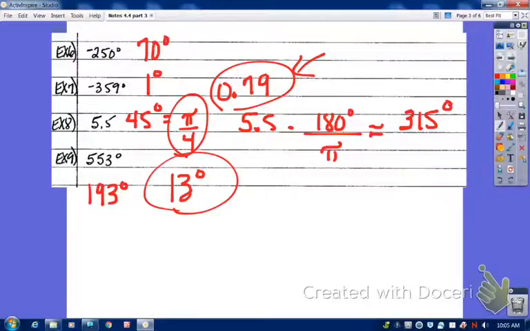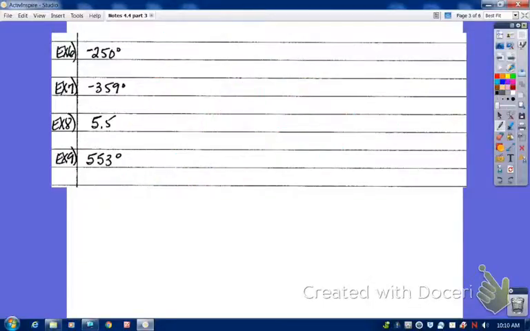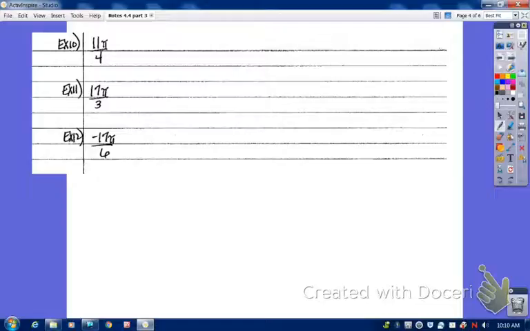My bad. Example 10, 11 pi over 4. I believe that's on the unit circle. So let's think about where that's located. 11 pi over 4 would be in what quadrant? Fourth. 1, 2, 3, 4, 5, 6, 7, 8, 9, 10, 11. Are you sure?